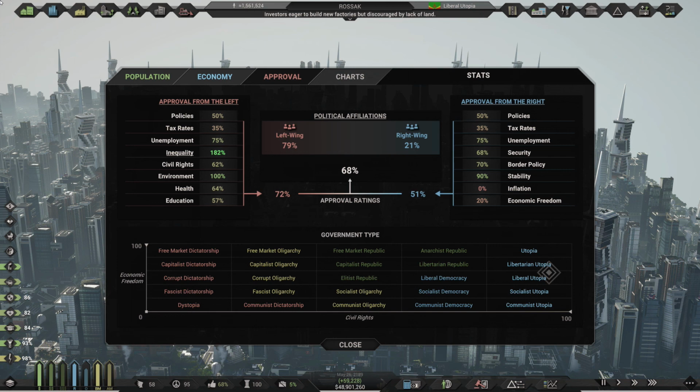The other thing I noticed here is, okay, I'm finally kind of looking at this graph now. On the left, you have the economic freedom going from bottom to top, 0 to 100. And then on the bottom, you have the civil rights axis going from 0 to 100. So at 0 civil rights and 0 economic freedom, you have dystopia down at the bottom left. At near 100 in civil rights and 100 in economic freedom, you reach utopia, okay?